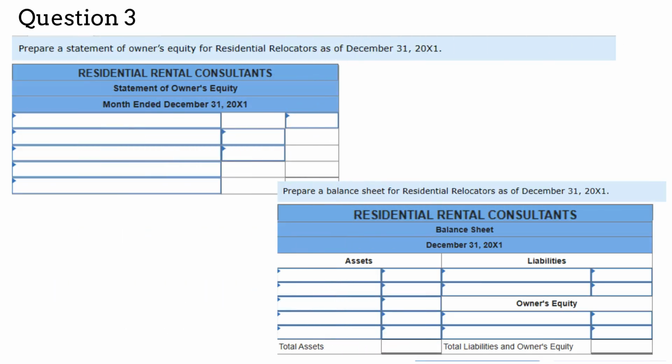The first line we need to write into the statement of owner's equity is the beginning capital. The beginning capital is $172,000. Let's enter that now. Next, we need to enter the net income, subtract the amounts the owner withdrew from the business, the drawings. Now, we are ready to calculate the ending capital balance. For the balance sheet, find all of the T accounts that are balance sheet accounts and enter them into the correct sections. Don't forget to enter the ending capital balance into the owner's equity section.